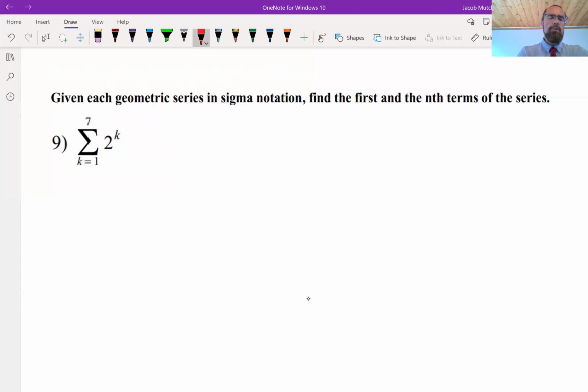So just based on my indices here, I'm going from k equals 1 to 7. So again, if I think, what does that mean in terms of the series? I have 7 terms in the series. And to get the first term, basically I'm going to take my explicit rule 2 to the power of k, but input that k value of 1. And that immediately is going to give me my first term of 2 to the power of 1, or 2.